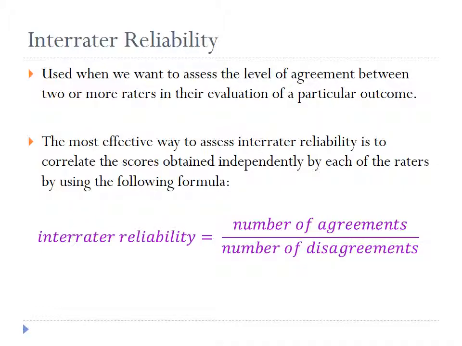The best way to do this is to examine scores from each rater and then compare them. So we would look item by item and take the number of agreements where individuals scored it the same and divide it by the number of times that there was disagreement. The resulting ratio serves as our inter-rater reliability estimate.